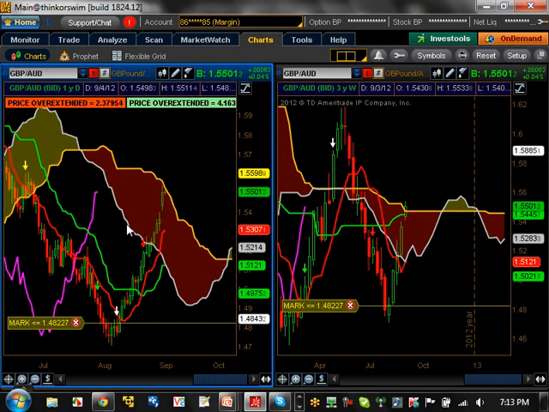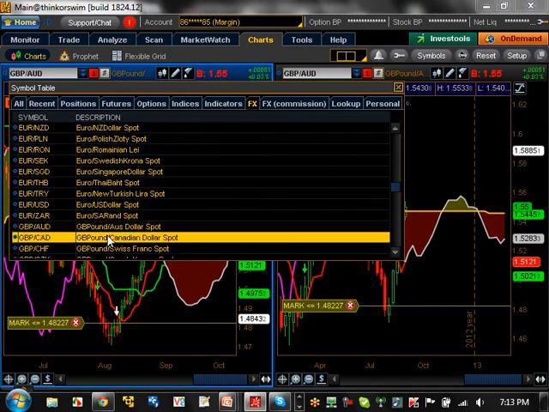Pound Australian. Really nothing going on here. You could see it's in the cloud, which is basically a major pullback right now. But really it's at a major resistance level right now, which is at 55.00. It's going to be interesting to see exactly what happens there. 51.21 is basically going to be a support level moving forward.